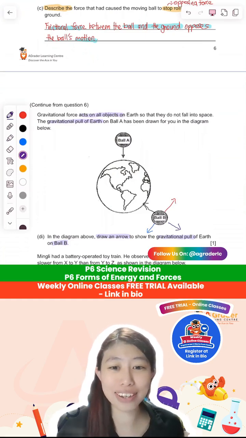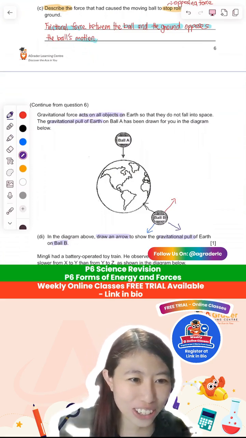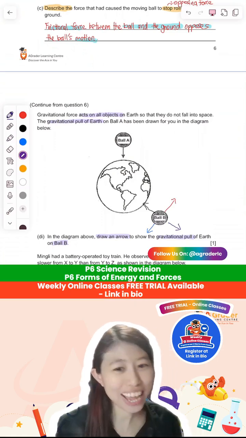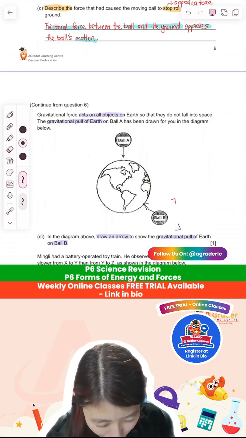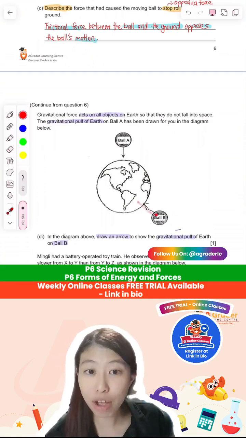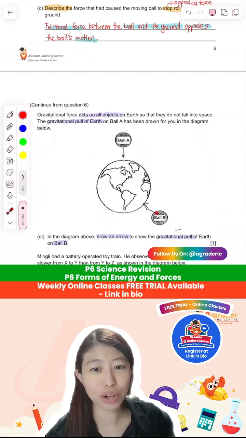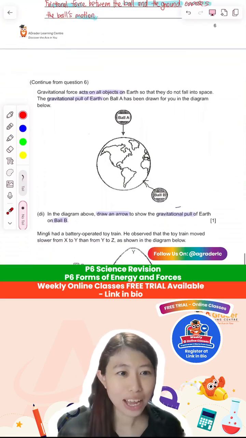2, yes, 2 is black. Very good. Which color is correct? Very good. A lot of you got it correct. Yes, it is the black arrow. So, gravitational force will pull ball B towards Earth. Earth will exert a gravitational force on ball B and pull it towards it.